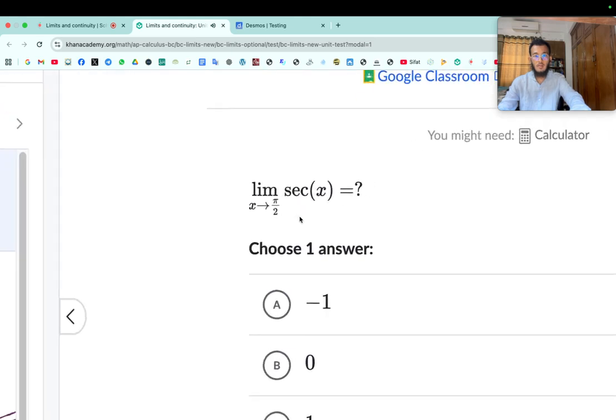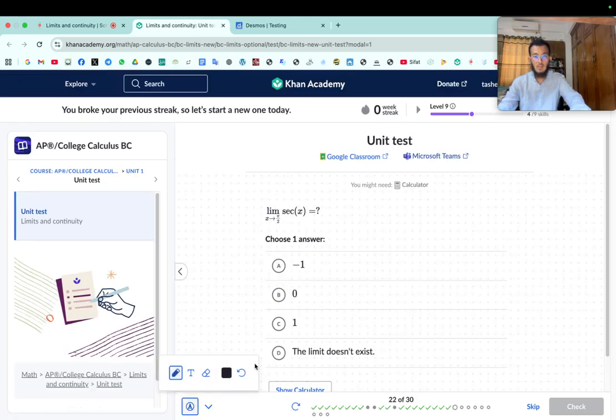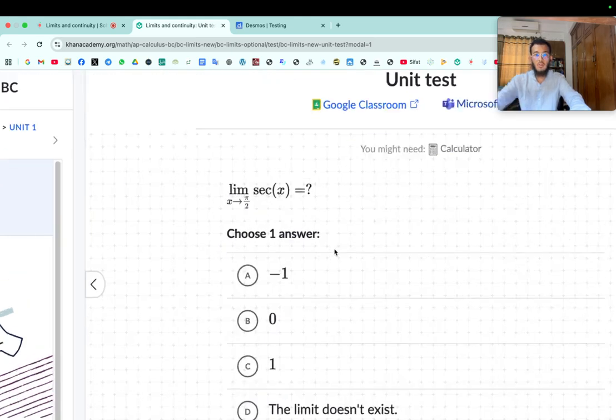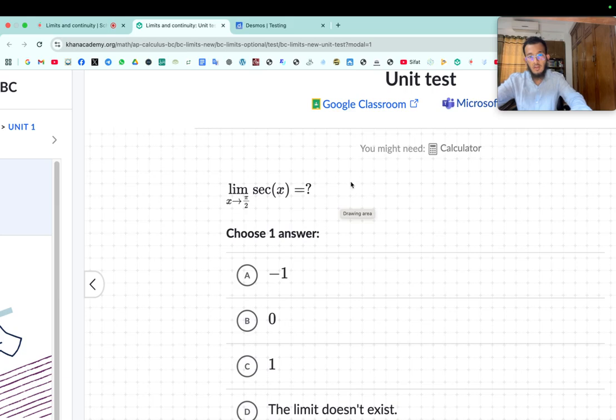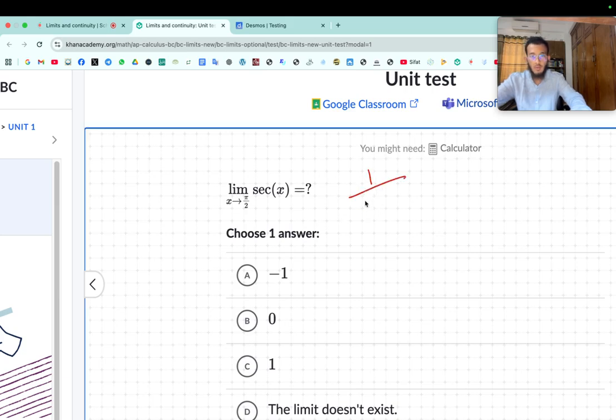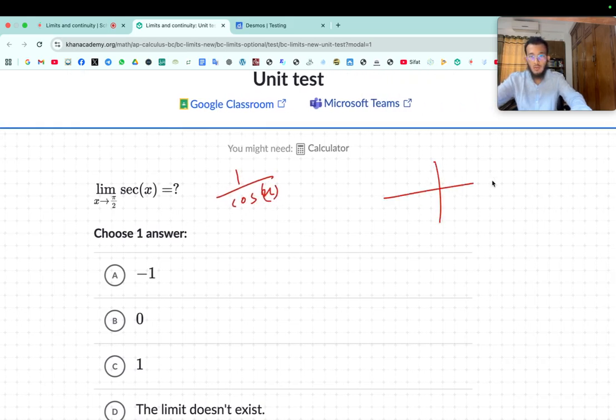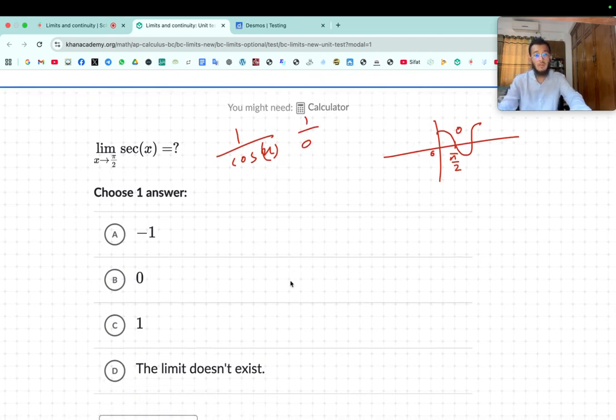Okay, limit of sec. So sec is the reciprocal of cos. Cosec, sec, cot. So sec is 1 by cos x. And now we have to draw the graph of cos x. We know it looks like this. This is 0. This is pi by 2. So for pi by 2, we have cos equal to 0. So 1 upon cos 0 is just undefined. So the limit doesn't exist.